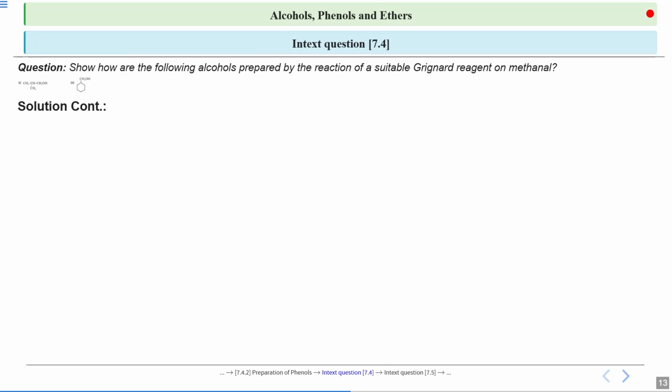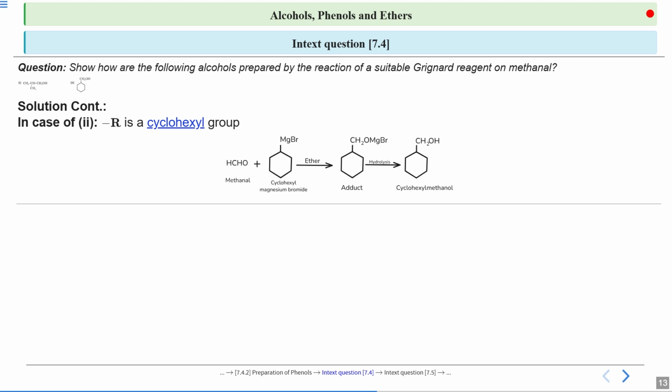Now, let's see the second part. In the second part of the question, we have a cyclic alcohol. So the R here is a cyclohexyl group, because the cyclohexane is attached to CH2OH. CH2OH has to be there in the primary alcohol, so the other R group remaining is the cyclohexyl group. So the reaction happening is a two-step reaction.